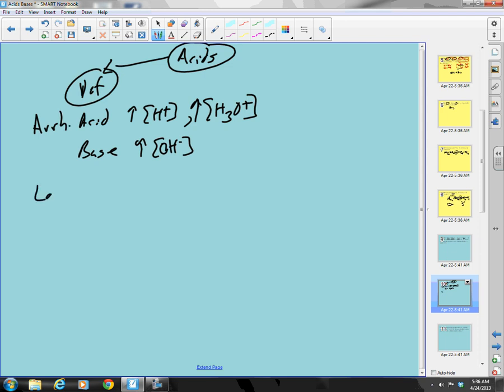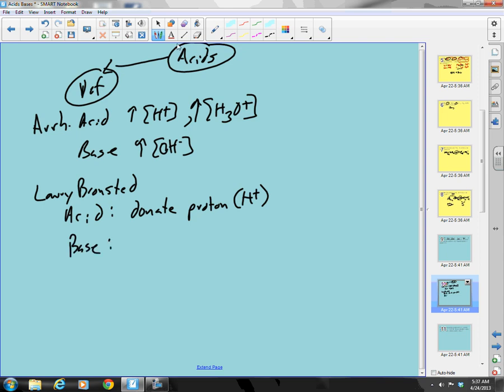And then we talked about Lowry-Bronsted. A Lowry-Bronsted acid is something in a reaction which donates a proton. And what's a proton? A proton is nothing but H plus. So it is a proton donor. And the base then in a reaction is the proton acceptor. Donates a proton, accepts the proton.